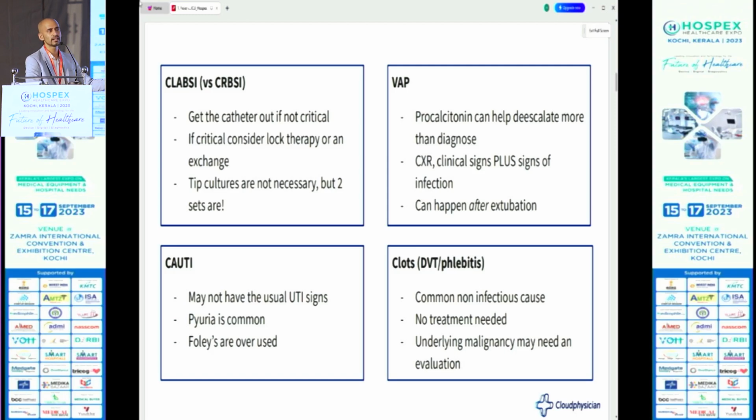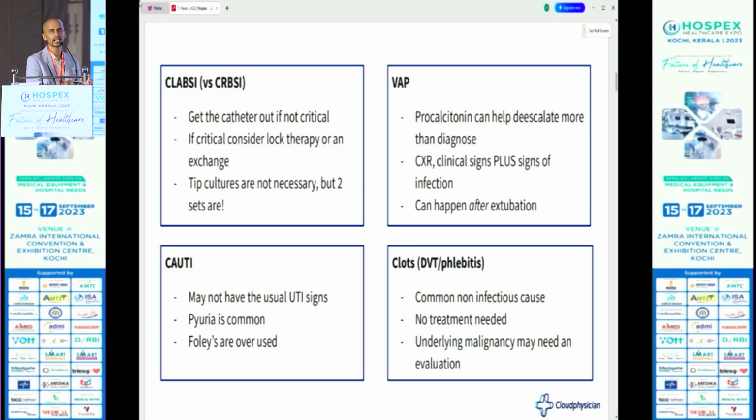I'll give you an example. CLABSI is a CDC definition. CRBSI is a microbiological and a clinical definition. In CRBSI, the definition includes getting cultures from every port of a multi-lumen catheter. Some of them do recommend tip cultures. Some of them say that it is so specific and you have to do it in a certain way that in most labs it may not be relevant.